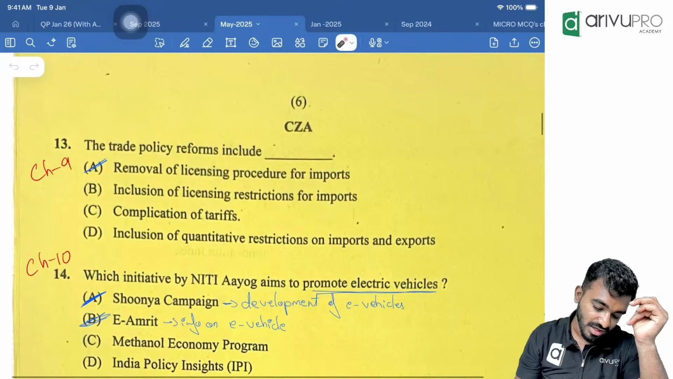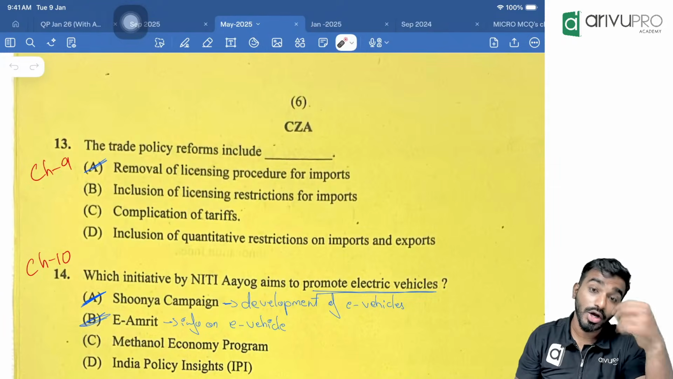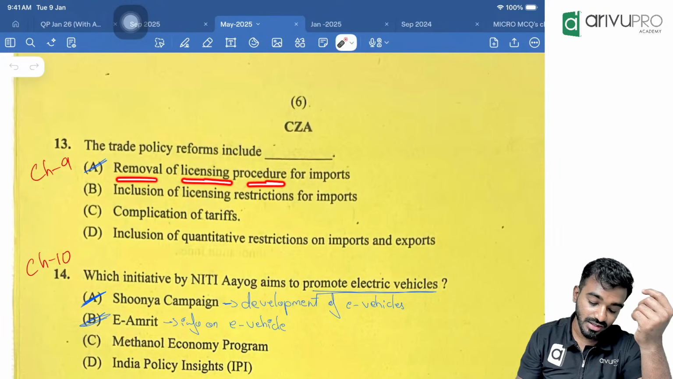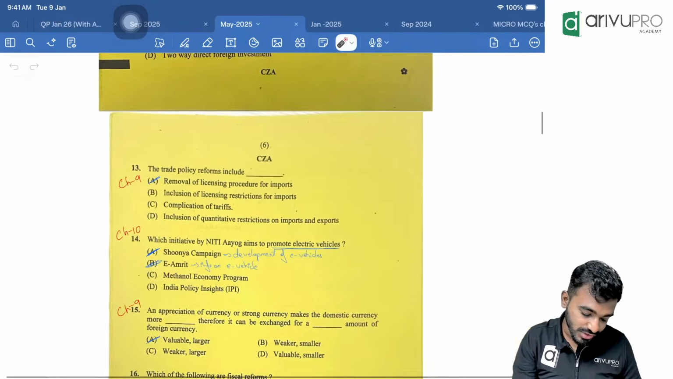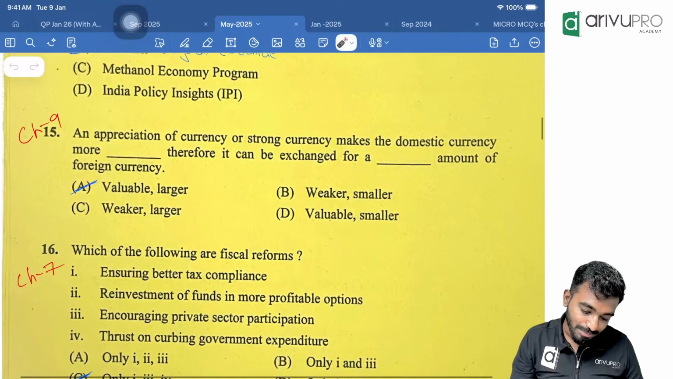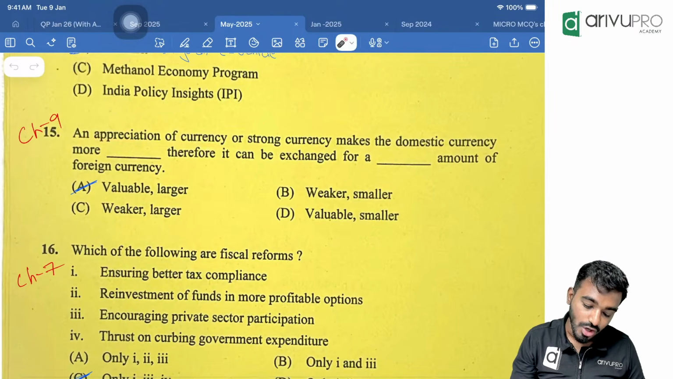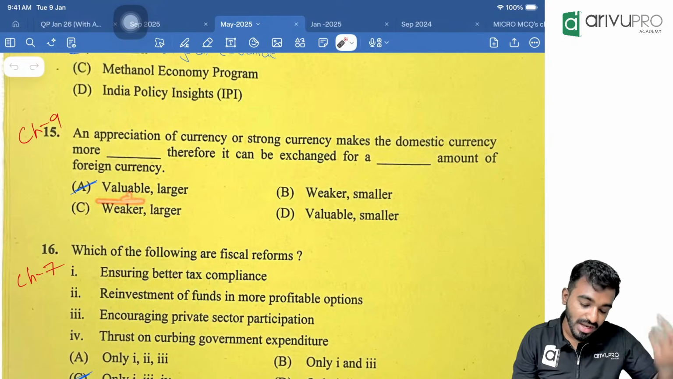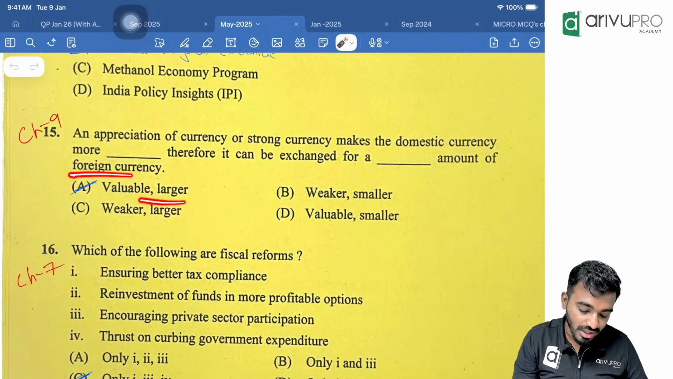The trade policy reform includes policy reforms, that is removal of licensing under the import. That means slowly we are reducing all these rules, regulations, restrictions. See, when there is an appreciation of the currency or stronger currency, it makes the domestic currency more and more valuable. So we can buy a larger amount of foreign currency.